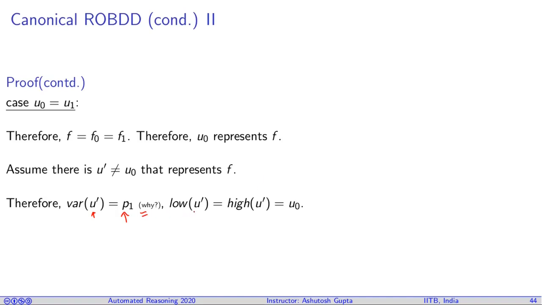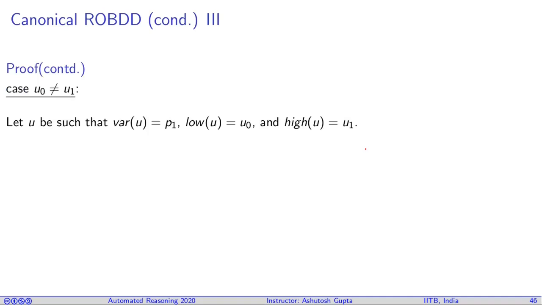If that is the case, then the low u prime and the high u prime must both be u0. Because as soon as we project on low and high, this represents an n variable formula. The induction hypothesis says uniqueness, and we know they are u0. So both should be u0. And by the definition of ROBDD, such nodes are not allowed. So u prime is not an ROBDD. Therefore, there is a contradiction.